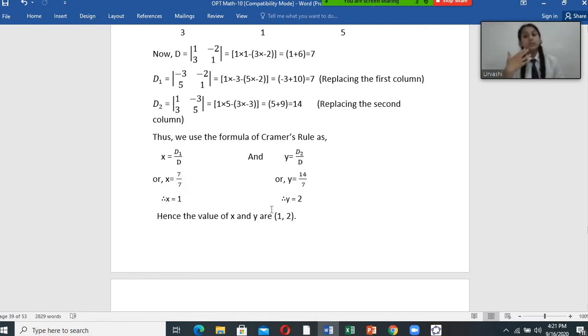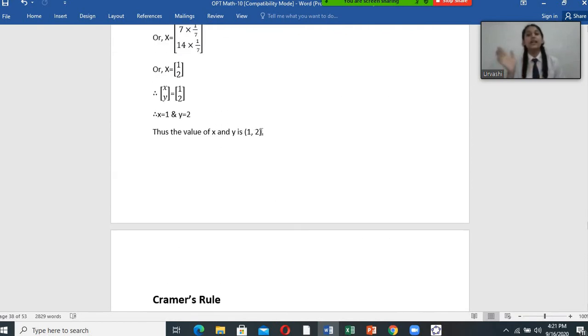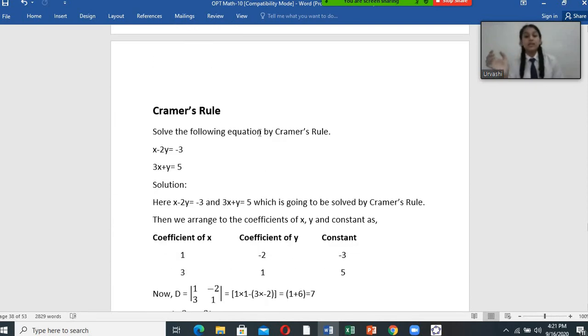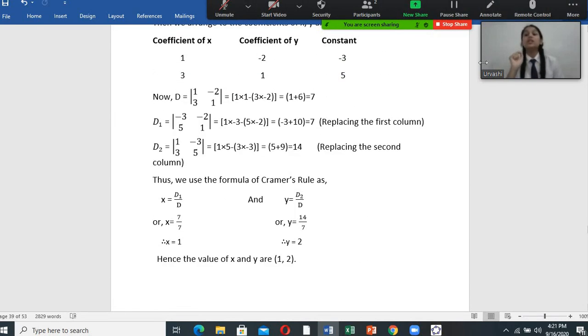In the three methods which we solved here, we are getting the values of x and y as 1 and 2. From the examination point of view, we can solve through any method in the examination if the method is not particularly mentioned in the question, but if mentioned, we have to solve it particularly.